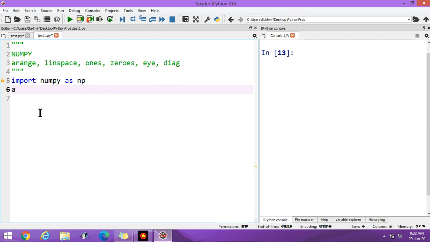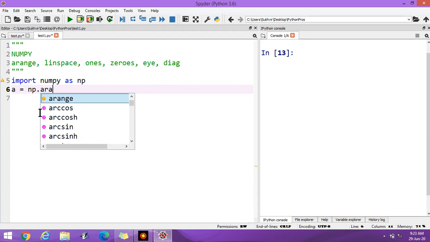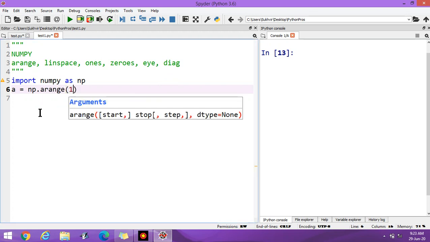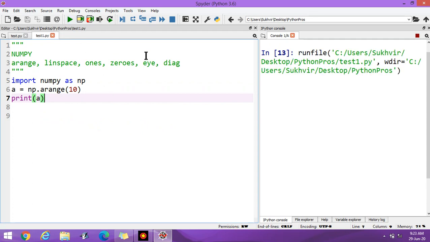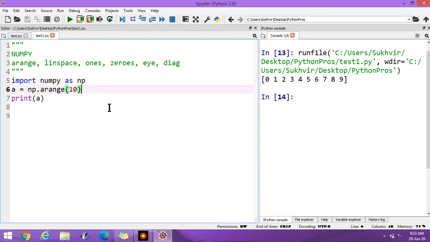Suppose I write a is equal to np dot arange n, then print a. Let us check the output. The values are from 0 to 9. Now what is the meaning of this?